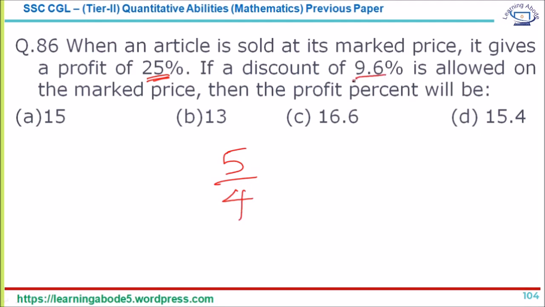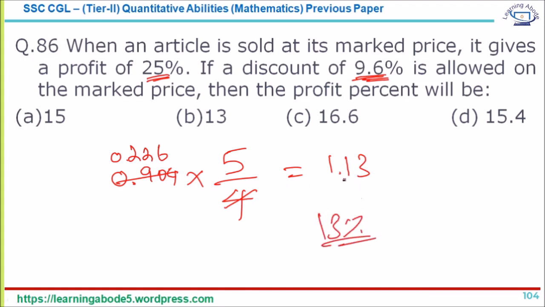And when you offer a 9.6% discount on it, a discount of 10% is 0.9. So a discount of 9.6% would be 0.904, into 5 by 4. Now that will be, so this is 0.226 you can write. Now into 5 is 1.13. Okay, so that will be a profit of 13%. That is, 1.13 means 13% more than the cost price.